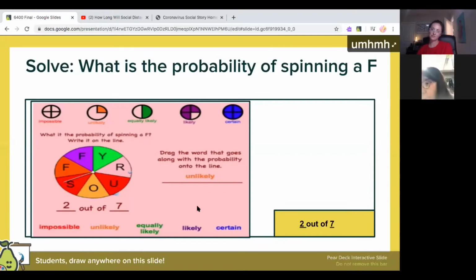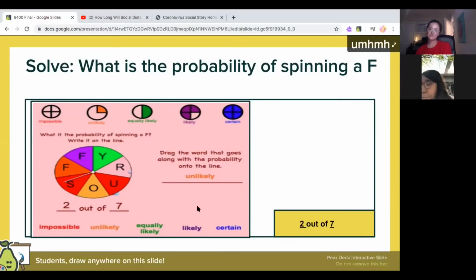1, and we'll start with Y. 1, 2, 3, 4, 5, 6, 7. Okay, so we know that we have 7 slices of the pie chart. So the answer is going to be some number out of 7. And we know that the question is asking, what is the probability of spinning?